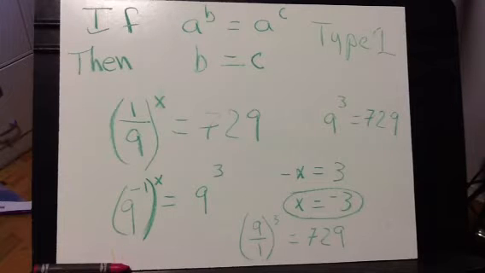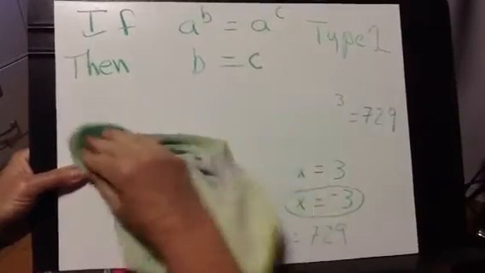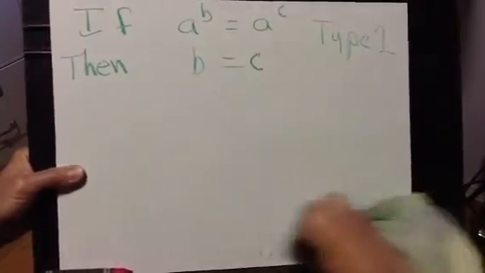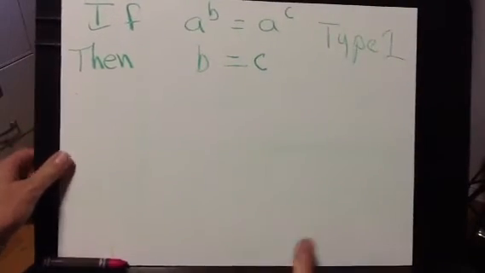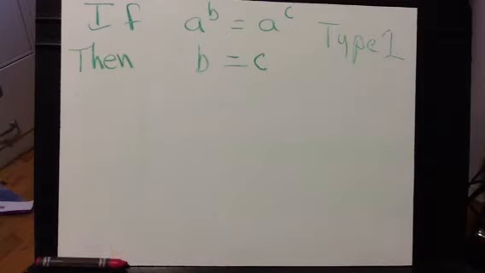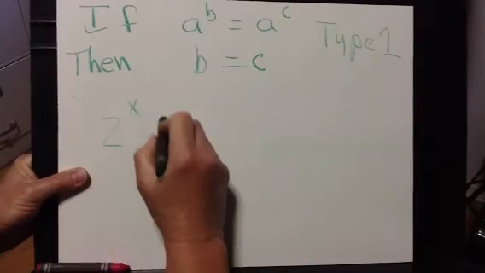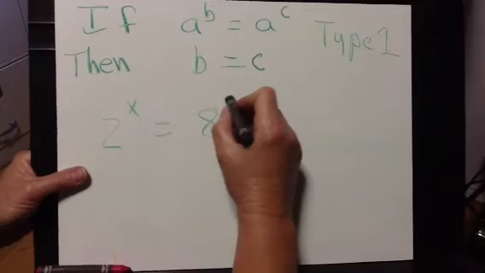Let's look at another one. In this problem, we have 2 raised to a power. 2 raised to the x power is the same as 8 raised to the x plus 2 power.